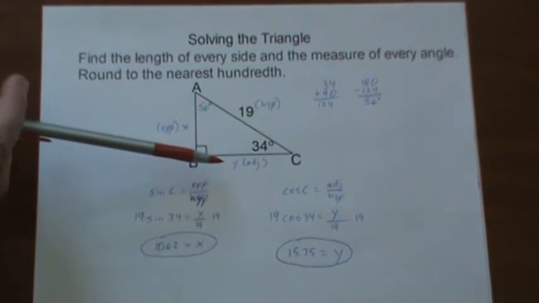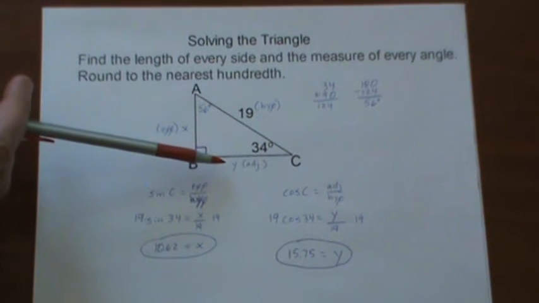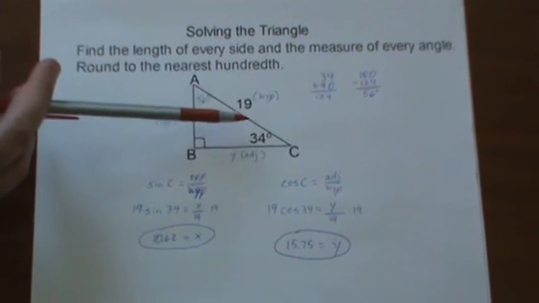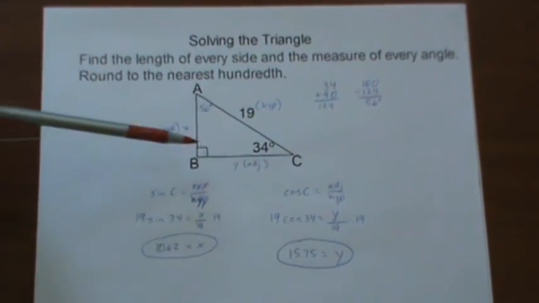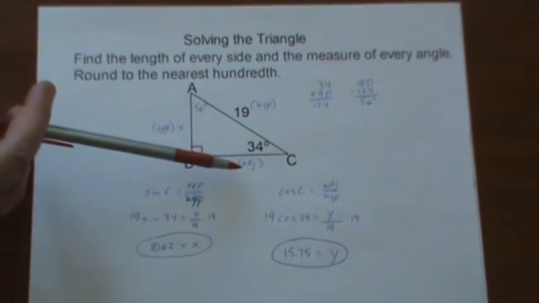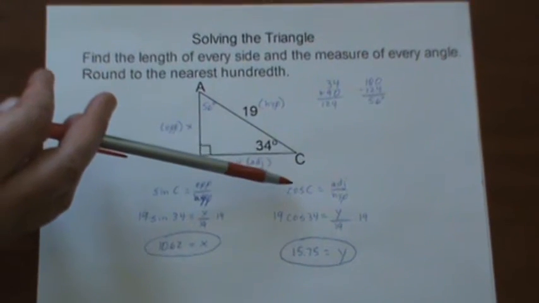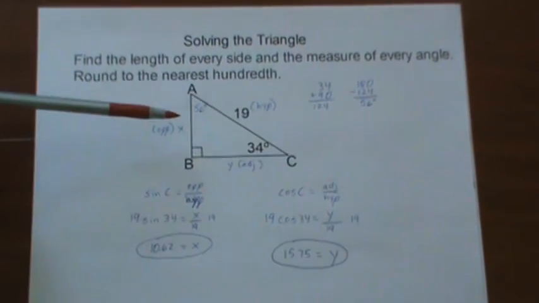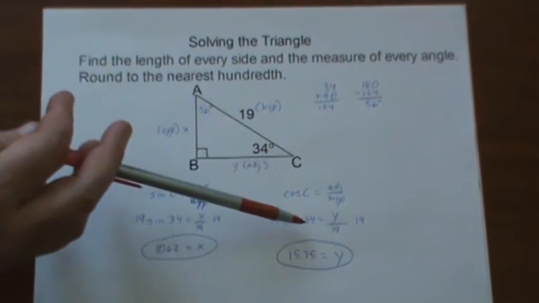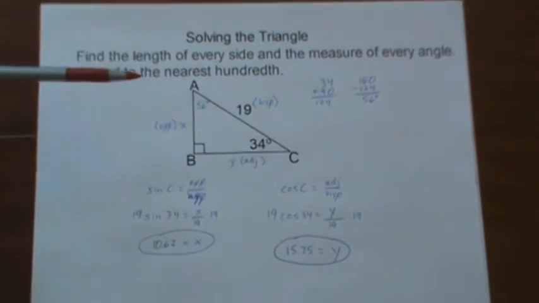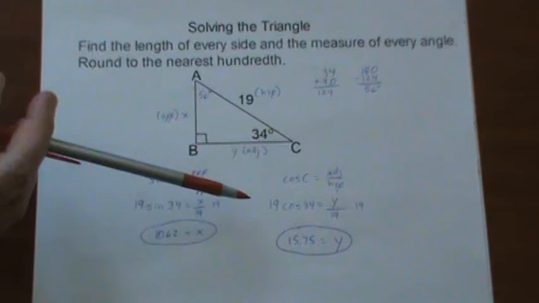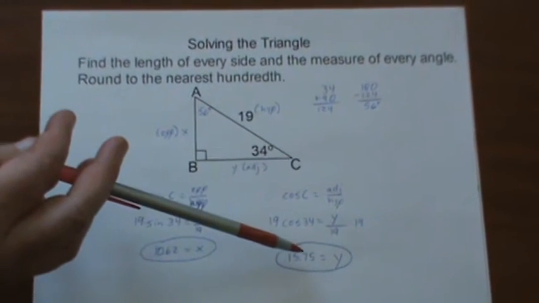To find Y, I chose to use cosine. I already knew the hypotenuse, I already knew the 34 degrees, and I called segment BC Y. So since I have adjacent and hypotenuse, I say cosine of C equals adjacent over hypotenuse. Cosine of 34 equals Y over 19, multiply by 19 on both sides, round to the nearest hundredth, and get 15.75 equals Y.